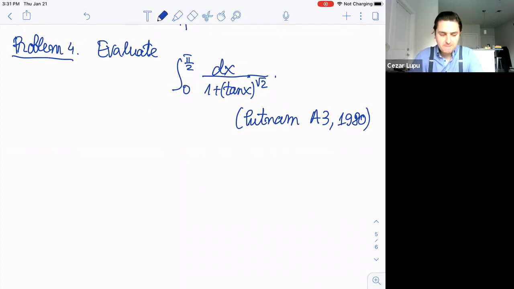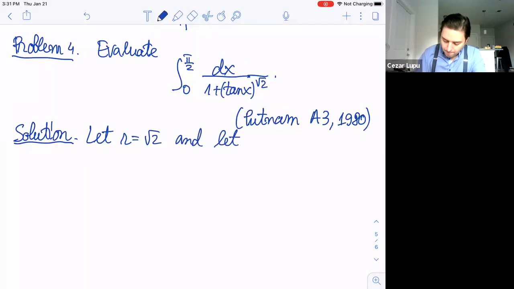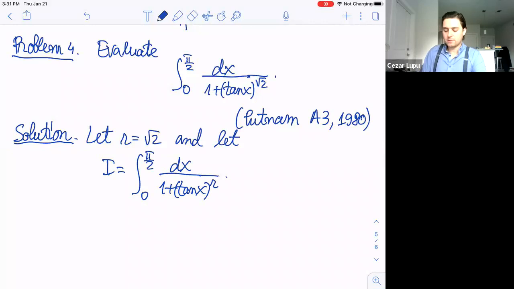Just consider any exponent. So what I'm going to do is the following. Let r be square root of 2, and let's denote this integral I: the integral from 0 to pi over 2 of dx over 1 plus tangent of x, everything to the power r. All right.